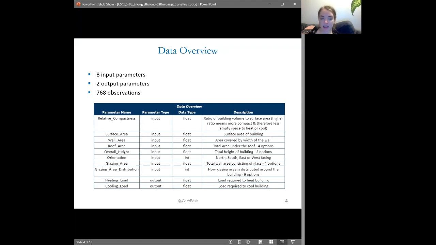The data consisted of 8 input parameters and 2 output parameters, heating load and cooling load. There were 768 observations. Initial checks and data descriptions suggested orientation and glazing area distribution were both categorical variables, so this was explored further during the EDA.